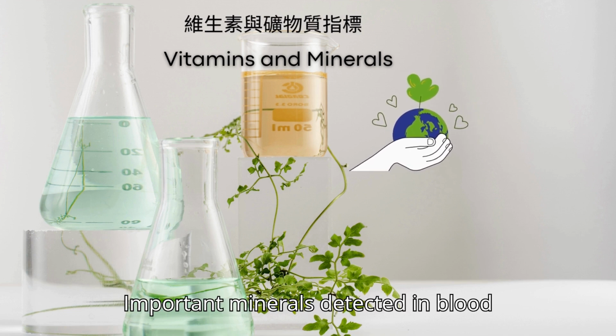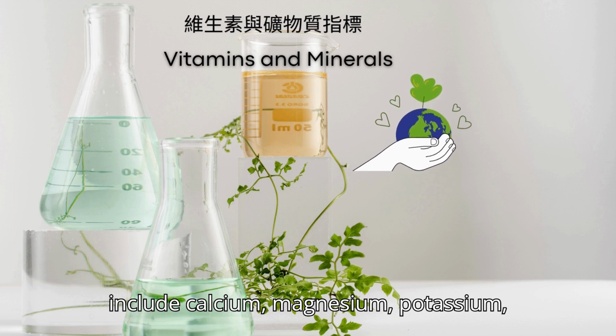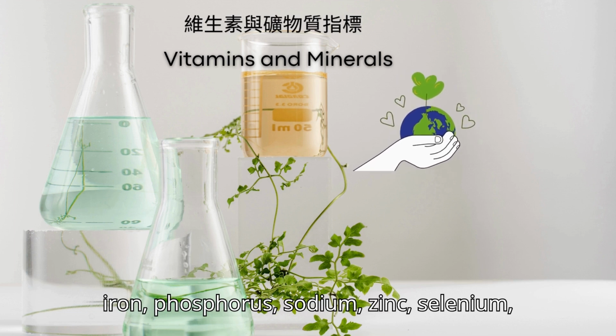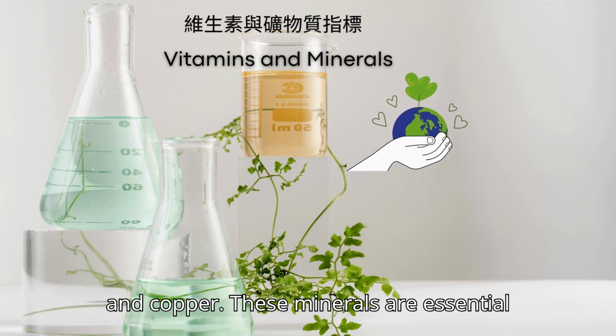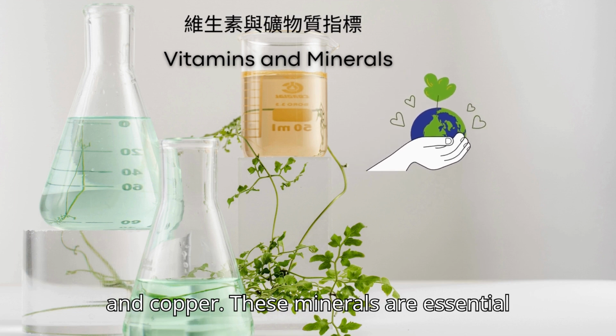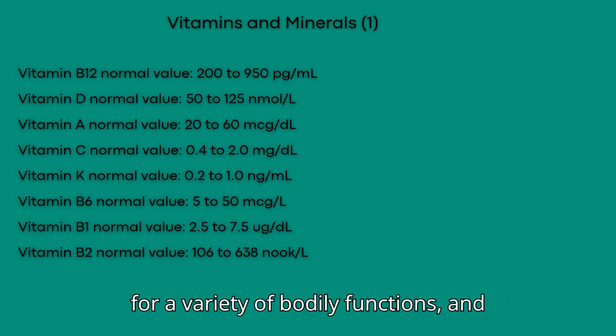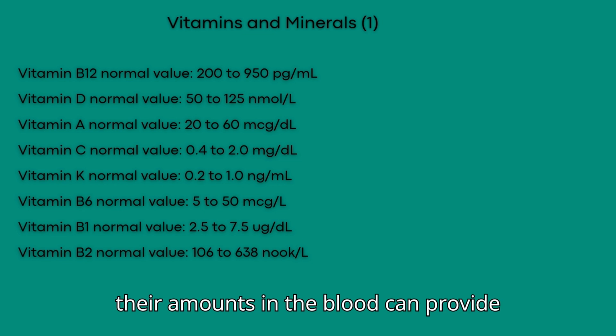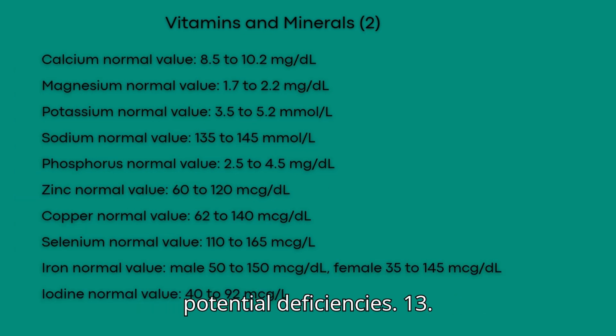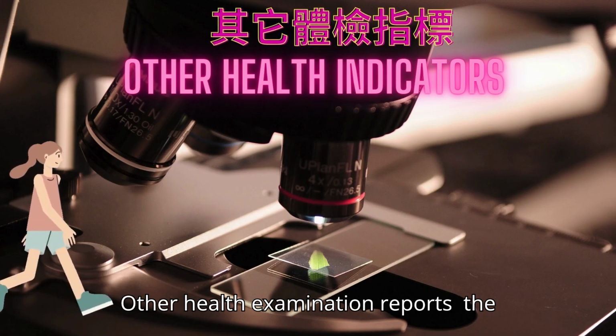Important minerals detected in blood include calcium, magnesium, potassium, iron, phosphorus, sodium, zinc, selenium, and copper. These minerals are essential for a variety of bodily functions, and their amounts in the blood can provide insights into overall health and potential deficiencies. 13. Other physical examination reports.